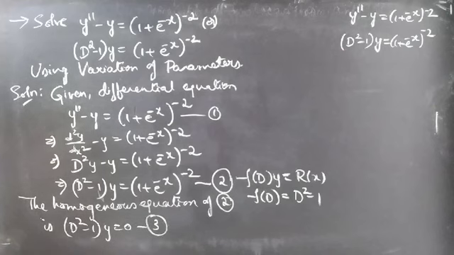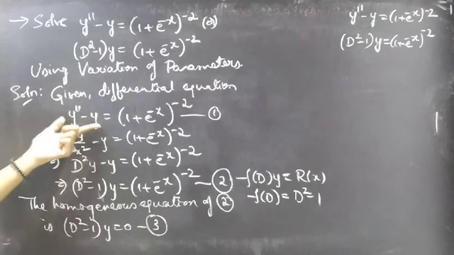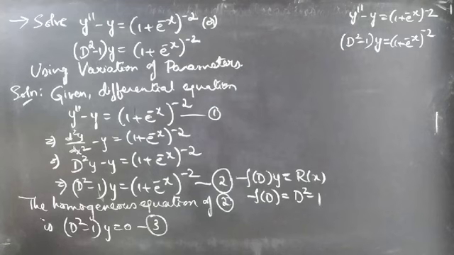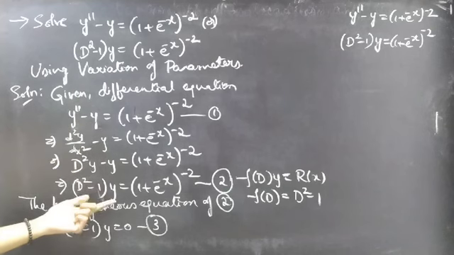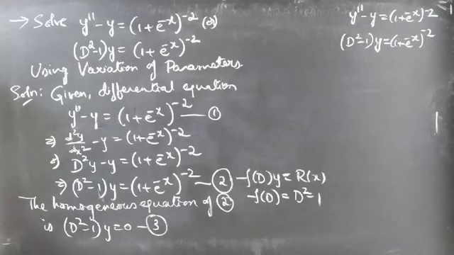Now we need to find the solution to this equation using the auxiliary equation, and later we'll find the solution of 1 and 2, because these two are the same equation. Equation 2 is the operator form of equation 1. Let's now find the solution to the homogeneous equation using the auxiliary equation.